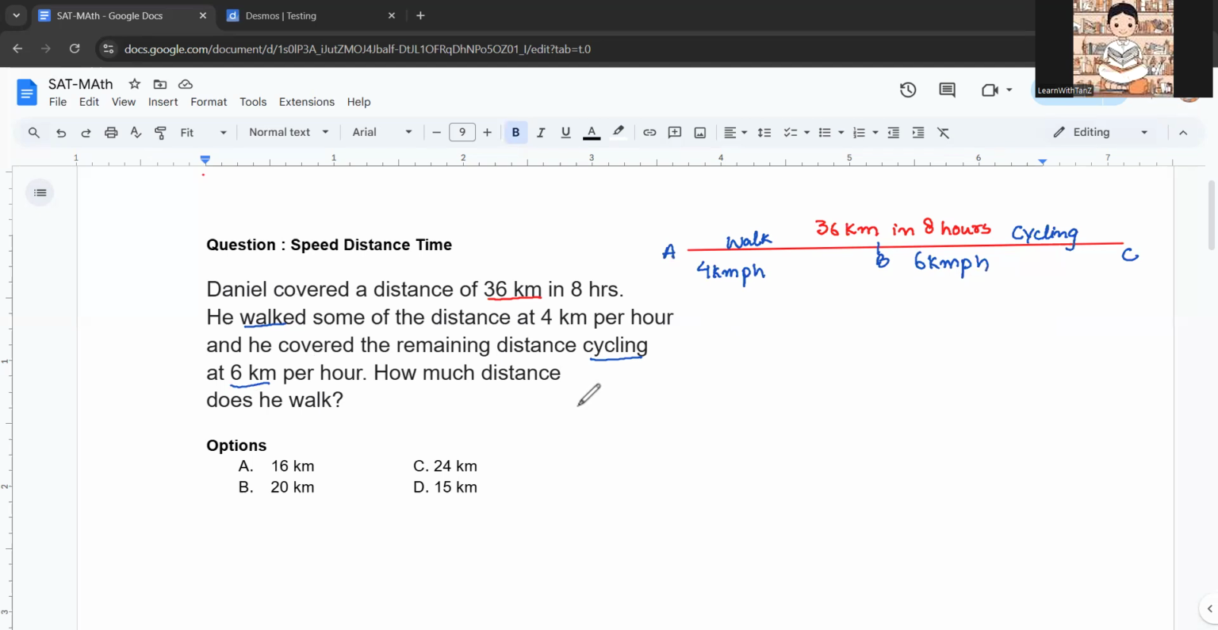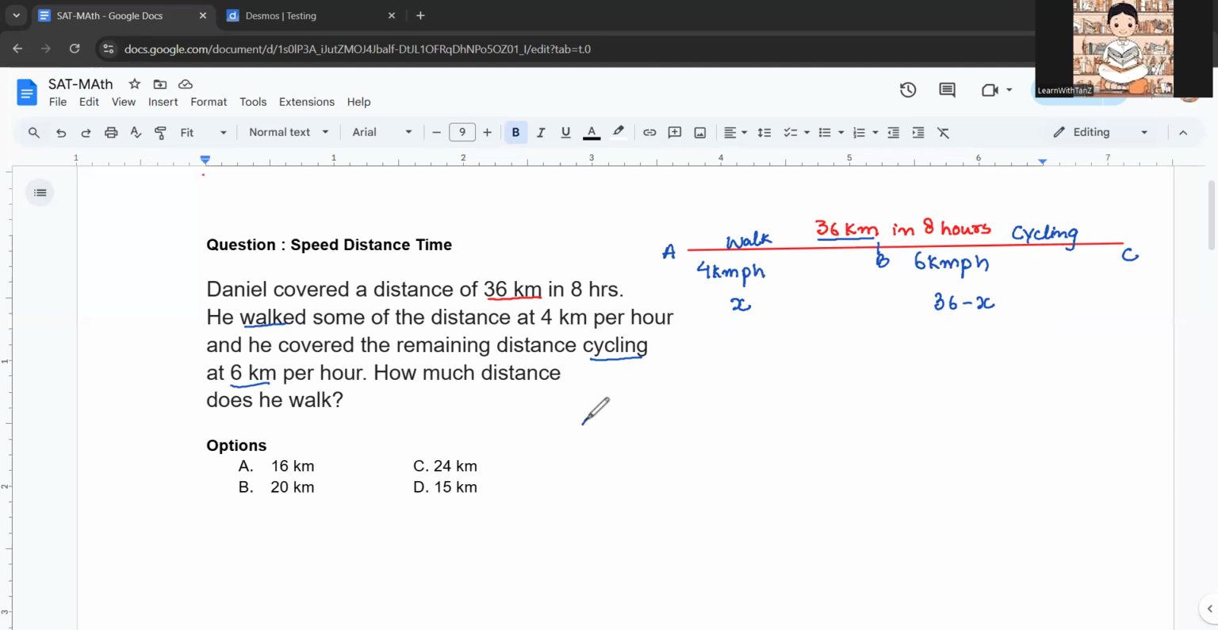How much distance does he walk? So this distance, the walking distance, we need to find. So let's say this is x. Now notice that the total distance is 36 kilometers. So if he is walking for the distance of x kilometers, then what is the remaining distance? The remaining distance will be 36 minus x. Okay. Now we have the walk and we have the cycling.